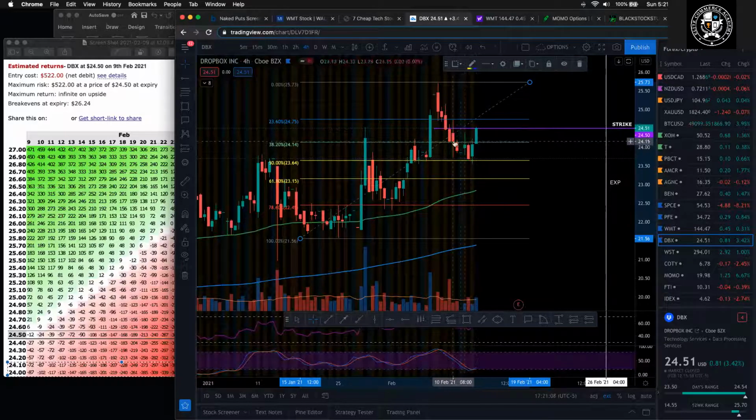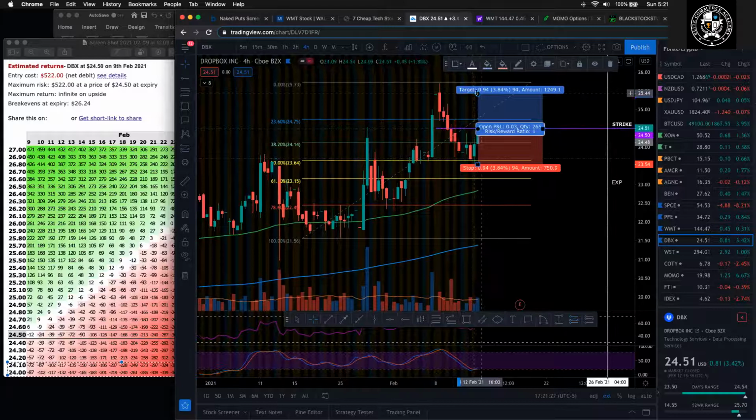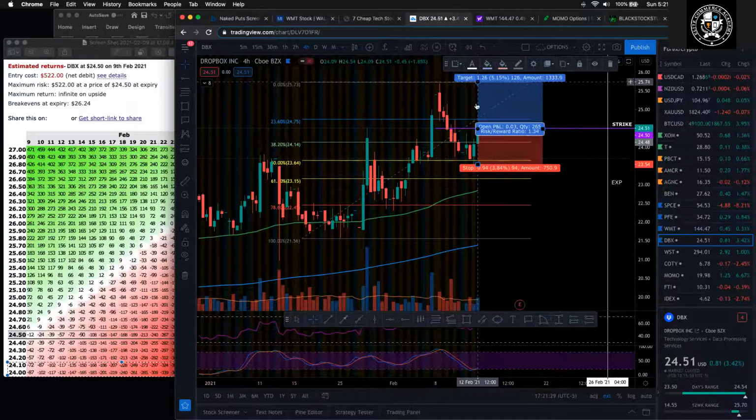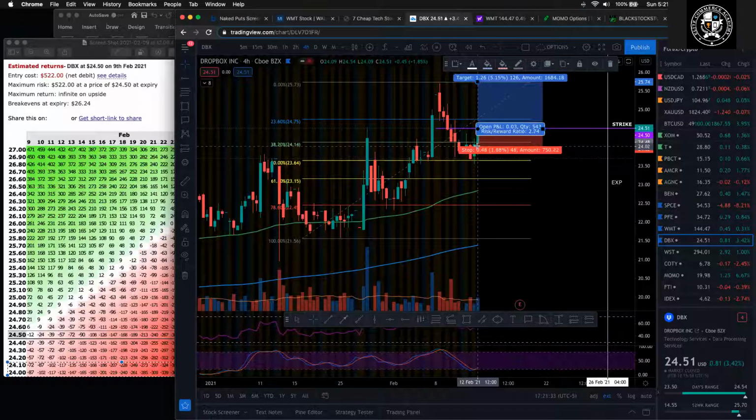If I didn't come in so early, this 38.2% level would have been a better entry point. Would have been a better strike price. Then I would have had my stop loss here and my take profit here. But I came in earlier than probably I should have. My entry was here, take profit here, stop loss here, around this area somewhere.